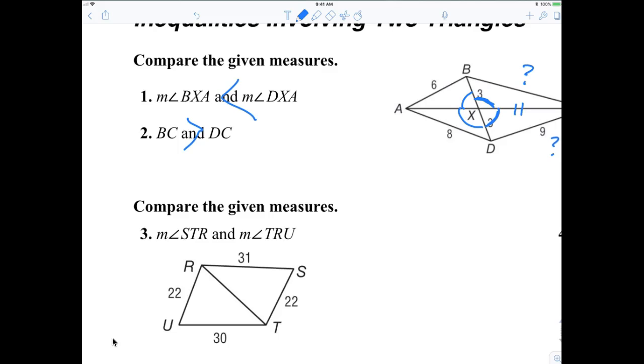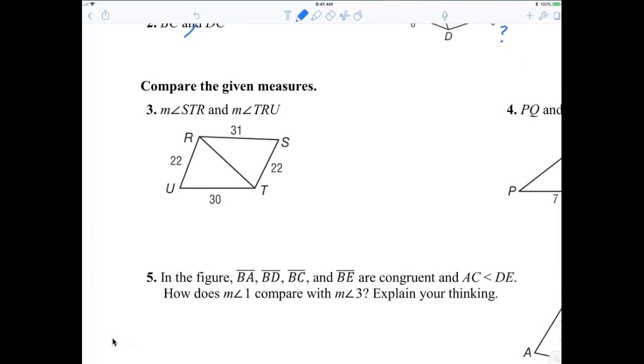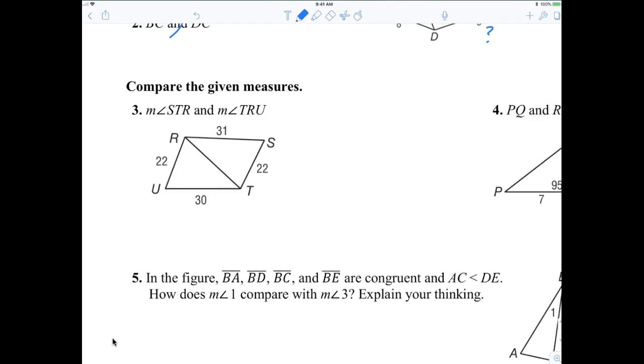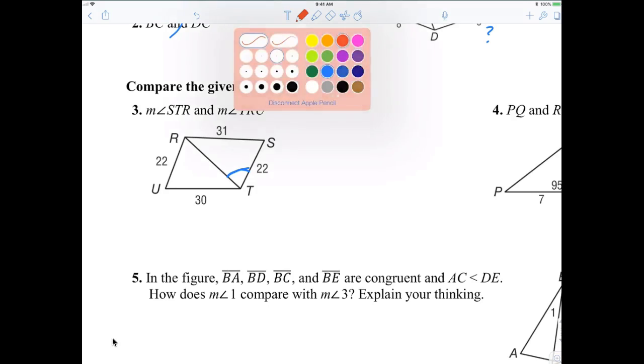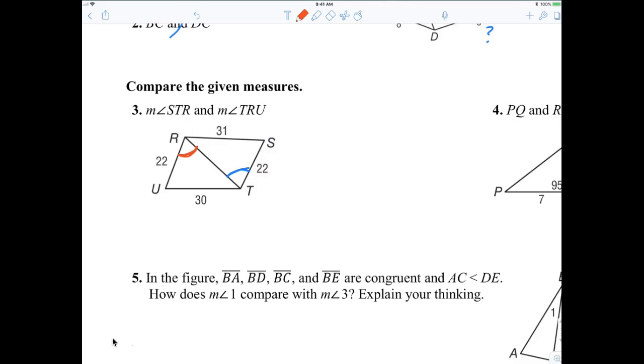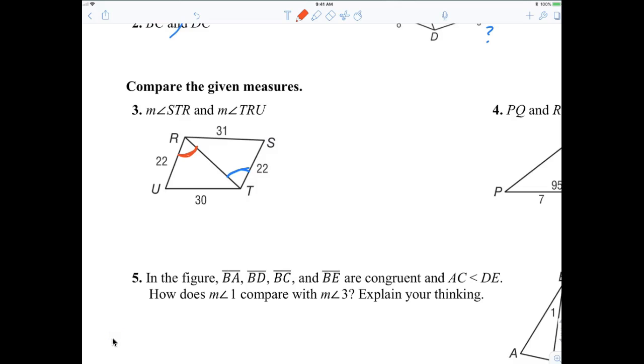All right? Now, again, here we go on question number 3. All right, because we're going to compare STR. So I would identify STR, and then I would identify angle TRU right here. All right. Now, this is the one that starts to get things where it's mixed up a little bit. But what I want you to do, to me, what made it easy is when you highlight the angle that they're talking about.